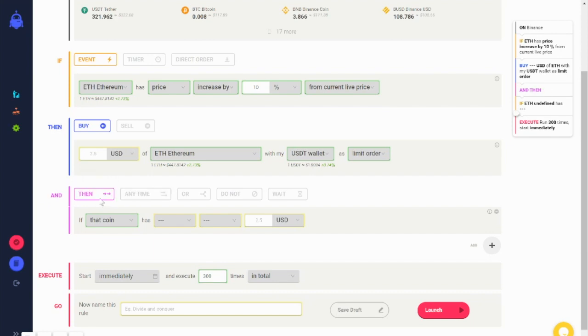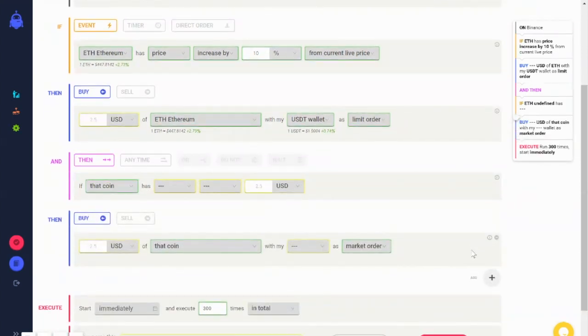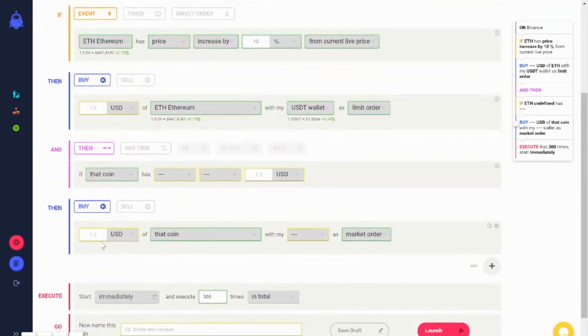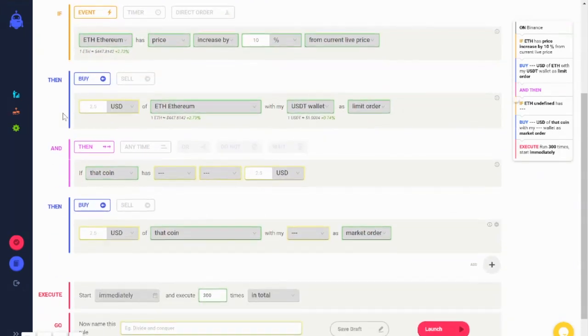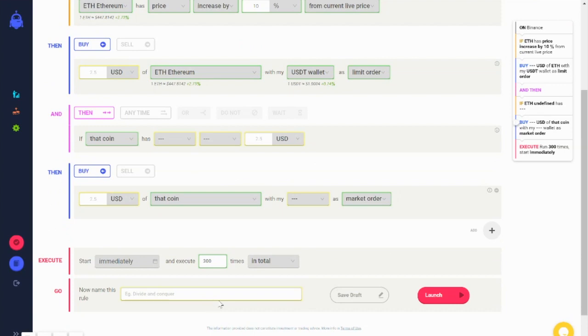Then implies that the two parts of the rule will happen in sequence. The first part of the rule needs to wait for the second to execute before it will run again. In this way, you can only have one trade open at any time, and the rule will run all the way from top to bottom and then start again if there are more executions left.